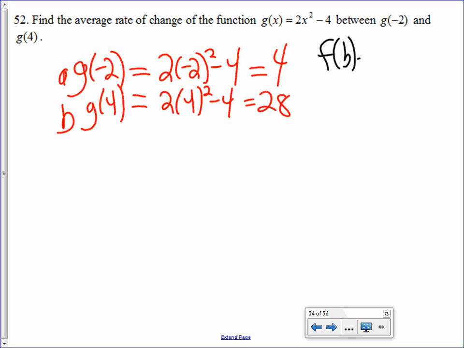And I know my formula is F of B minus F of A over B minus A. You have to have it memorized. I've got a great song to help you remember that. Check out the YouTube site. You're on the YouTube site right now, so you don't have very far to look.